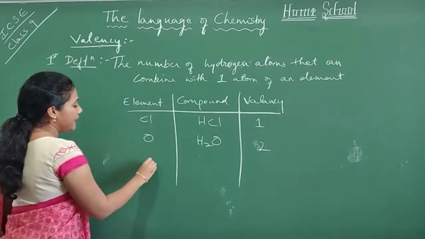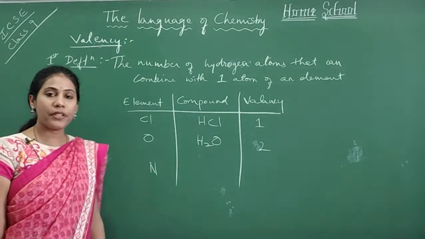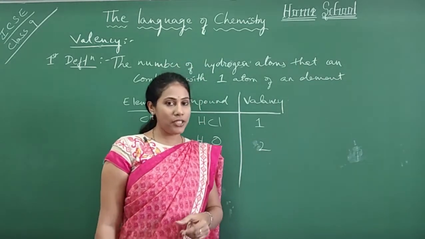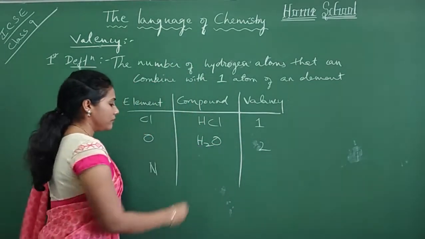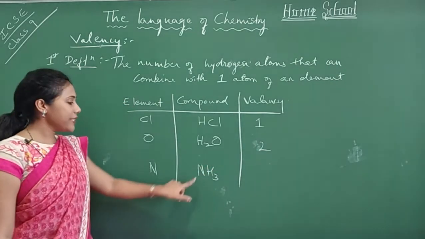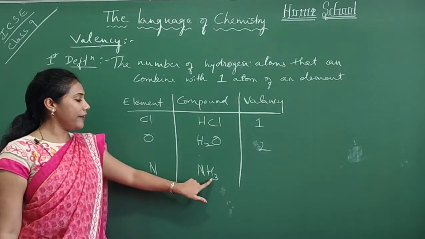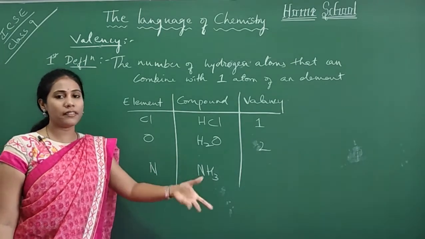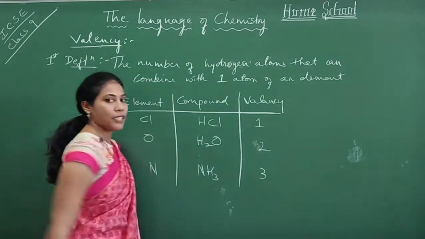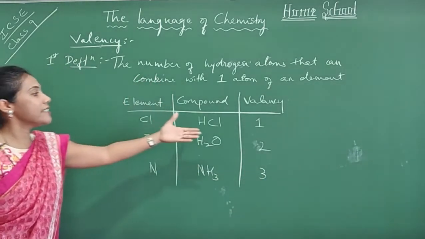Let me take another element, nitrogen. So can you imagine a compound of nitrogen with hydrogen? Definitely, the compound is ammonia. You see here, this nitrogen has combined with how many hydrogen atoms? 3. So the valency of nitrogen is 3. This is what we call valency.